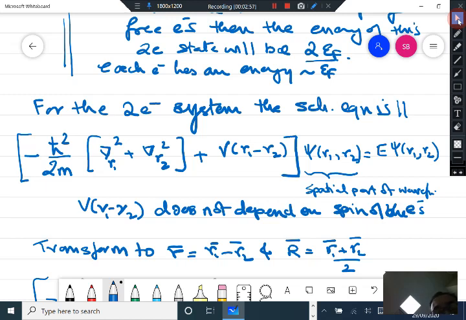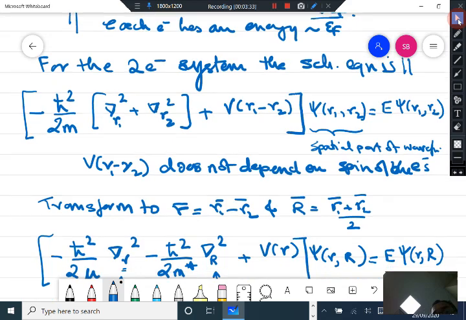Now notice that the potential V(r1 minus r2) does not depend on the spin of the electrons, and this is our standard assumption in the present case: the potential through which the electrons interact with each other does not depend on the spin part. So in this wave function we are not considering the spin part. The spin part cancels out from this wave function, because the potential does not modify the spin part in any way. We just consider the spatial part of the wave function, and we will come back to this point later on, as it has some important consequences.